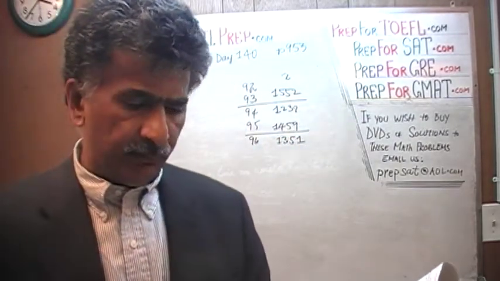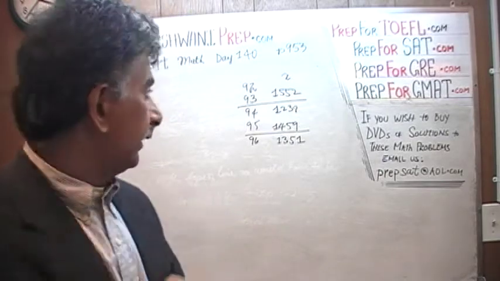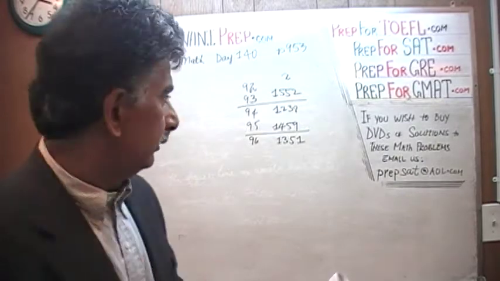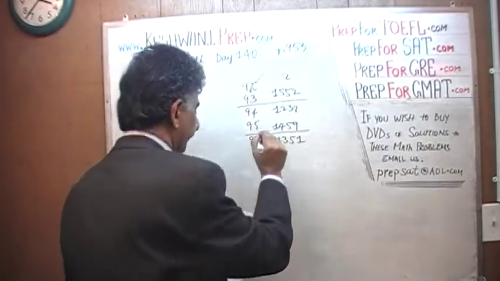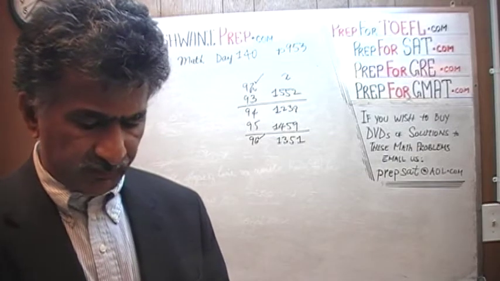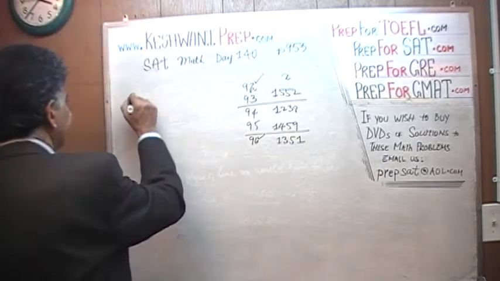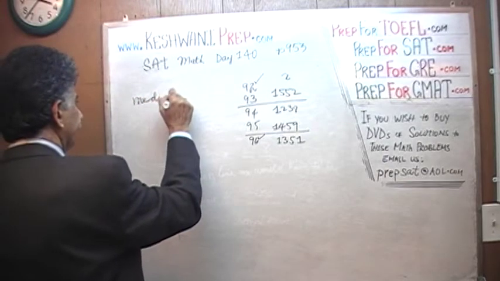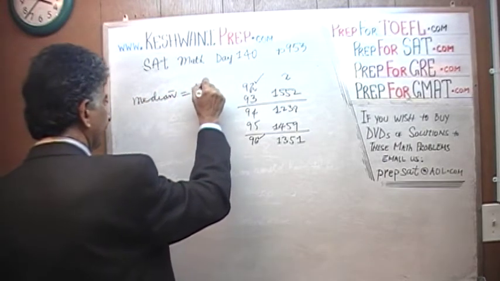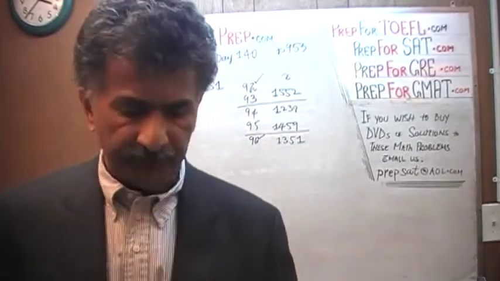The table above shows the student enrollment at the high school from 92 to 96. If the median enrollment for the 5 years was 1351, the median we are told is 1351, what is the greatest possible value of X?